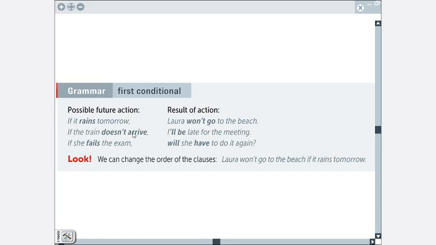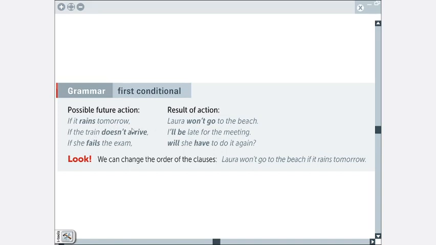If the train doesn't arrive, I'll be late for the meeting. So here the condition is that the train doesn't arrive, and the result is that I'll be late for the meeting. And if she fails the exam, will she have to do it again? So it's another result for the condition, if she fails the exam. Only if this happens, the other thing will happen. That's why we call it the first conditional, because something happens and something else will happen as a result.